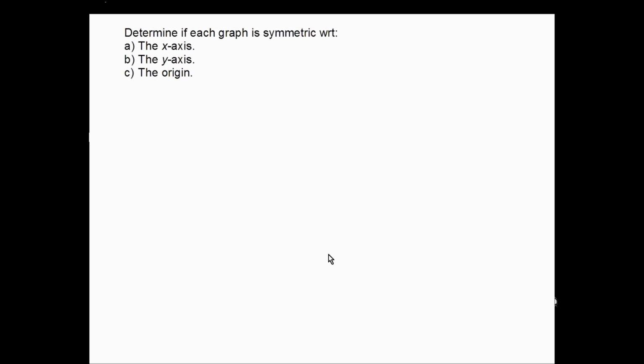Let's try some graphing. Determine if each graph is symmetric with respect to part A, the x-axis, part B, the y-axis, part C, the origin. And remember, to determine symmetry with respect to the x-axis, the idea is if you fold along the x-axis, the pieces coincide. For the y-axis, if you fold along the y-axis, the pieces coincide. And for the origin, if you rotate through 180 degrees, do you get the same picture? Or if you stand on your head, do you get the same picture?